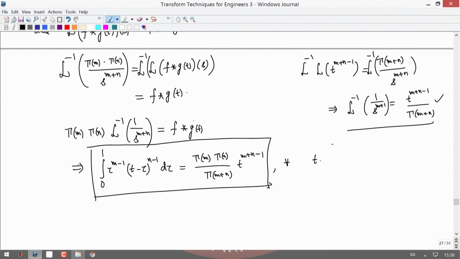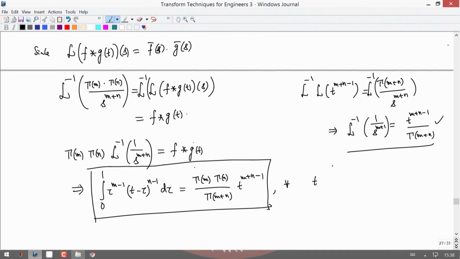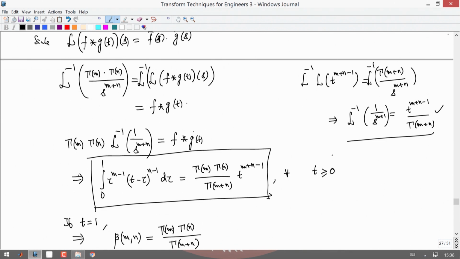Where is this t validity? The validity of t is between 0 to infinity. So, what we require is, if I put t equal to 1, what we get is the left hand side is the beta function, beta of m comma n, and the right hand side is simply gamma m gamma n divided by gamma m plus n. This is what is true. So, we can make use of this convolution to get this relation.